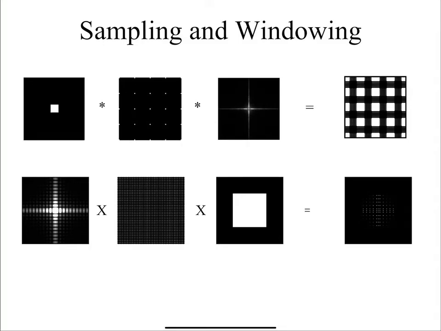So just to remind you where we were, to recap the overall situation, we basically have an object. In this case, it's just a rect function. And the data we acquire in MRI is the Fourier transform of that object. So if the object was a rect function, the data coming off the scanner would be a sinc function, and that's the data we would actually store in the MRI system.